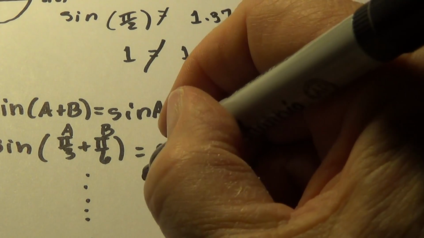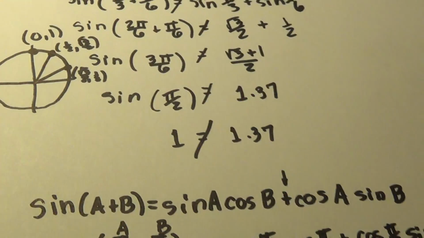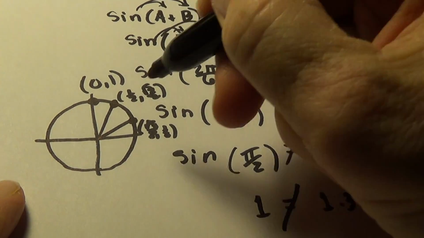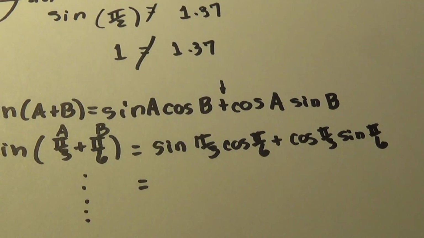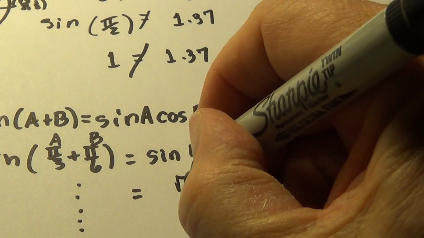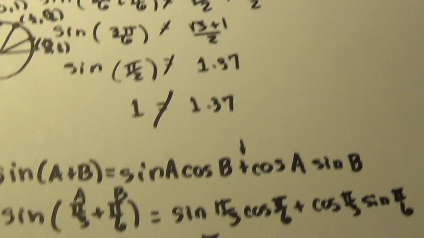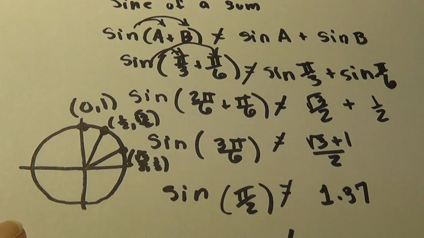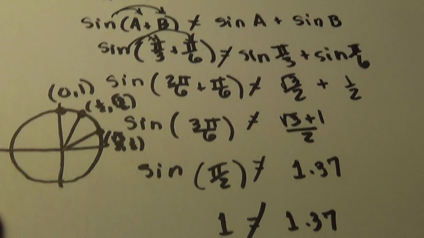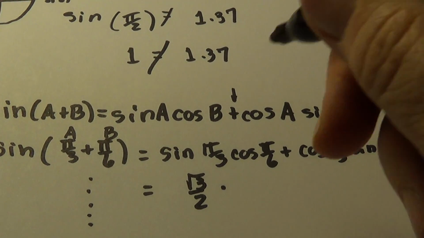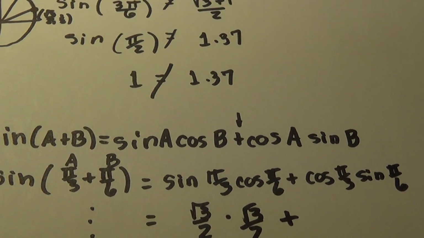Alright, so let's look back at the unit circle for the sine of pi over 3. This one is pi over 3. The second coordinate is square root of 3 over 2. And that's going to be times the cosine of pi over 6. So that's going to be this one, the first coordinate, which is also square root of 3 over 2, plus the cosine of pi over 3.